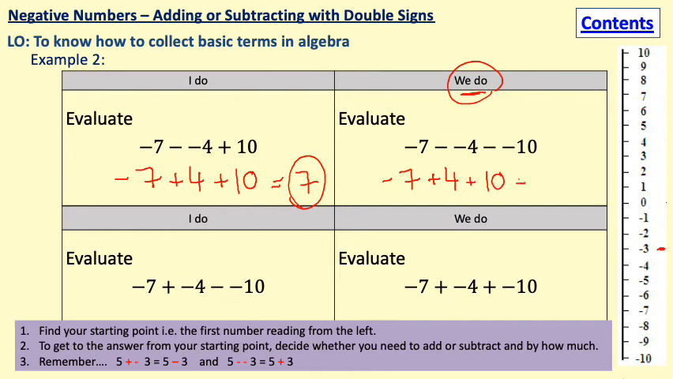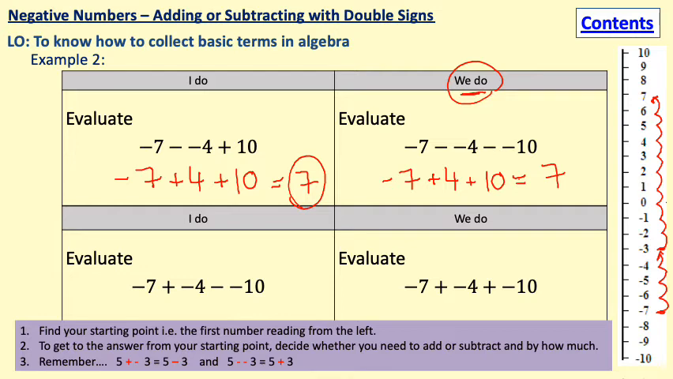In total, our starting point is -7, add 4. We go -7, add 4: 1, 2, 3, 4. We get to -3. We still need to add 10. So 1, 2, 3, 4, 5, 6, 7, 8, 9, 10. So there we go, we end up getting at 7 again.